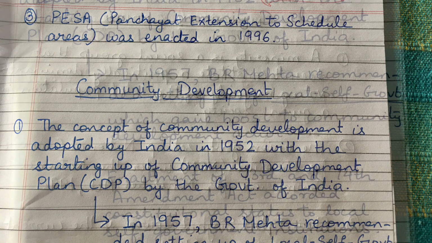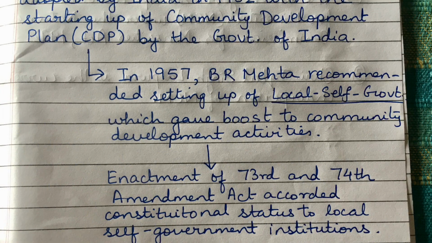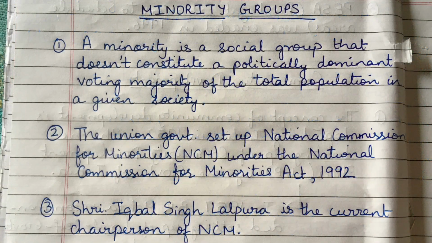the setting up of which gave a boost to the community development initiatives. The enactment of the 73rd and 74th Amendment Act, which accorded a constitutional status to local self-government institutions, provided a new dimension to community development. It seeks to devolve power to the local population. Since then, India is carrying on the journey of community development.